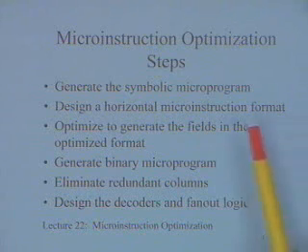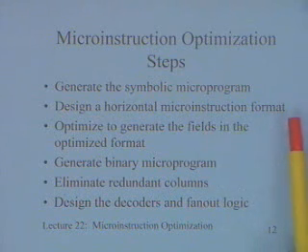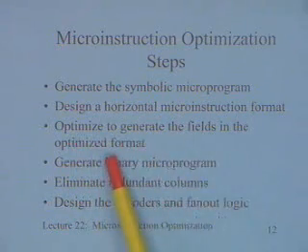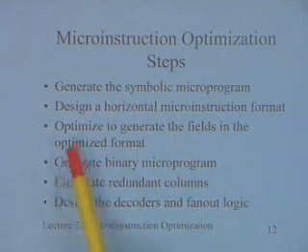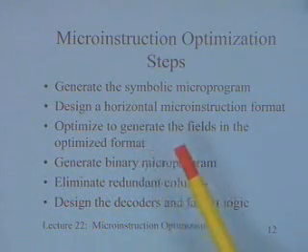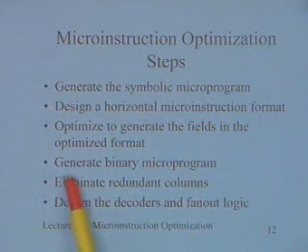microinstruction optimization steps that we have discussed are: we generate the symbolic microprogram that we generated for the GCD case, and we design a horizontal microinstruction format that is just putting together all the bits that are there as control signals. We optimize to generate the fields in the optimized format. This is the step where we try to get the cost of each of the cliques and do that. We generate binary microprogram.